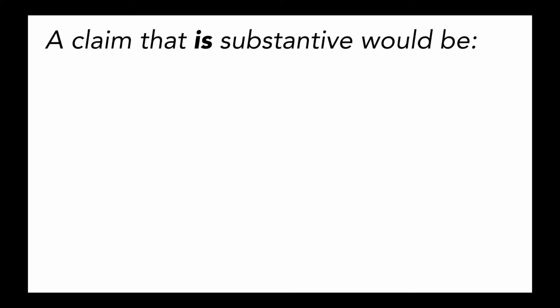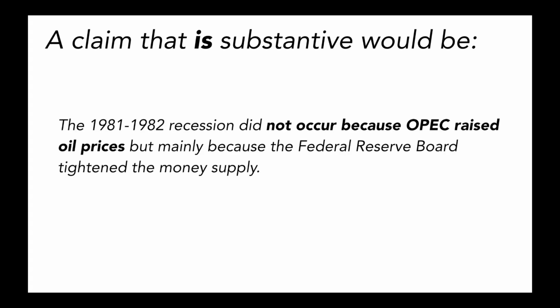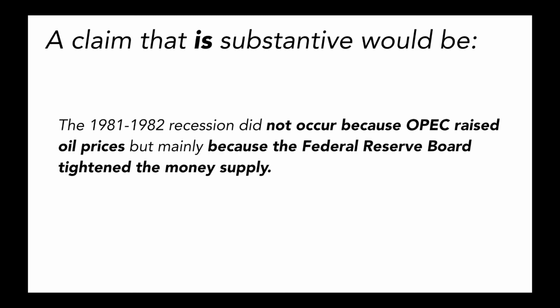On the other hand, this claim is substantive. "The 1981 to 1982 recession did not occur because OPEC raised oil prices, but mainly because the Federal Reserve Board tightened the money supply." You would be able to support this with evidence why you think the Federal Reserve Board tightening the money supply was the reason for the recession.